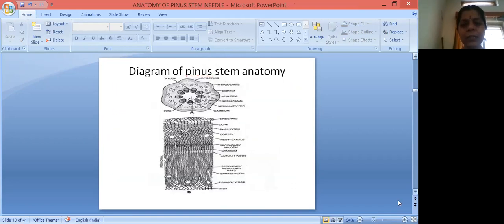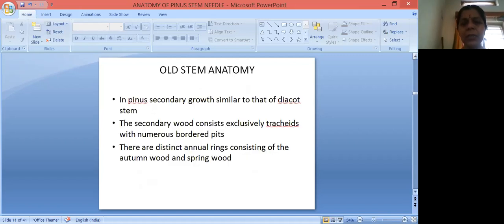Now look at this. See here, this is the central pith, primary wood and secondary wood. Between each and every vascular bundle, the middle place is occupied by the medullary rays. And here two types of wood are formed in Pinus according to the season, that is spring wood and autumn wood.